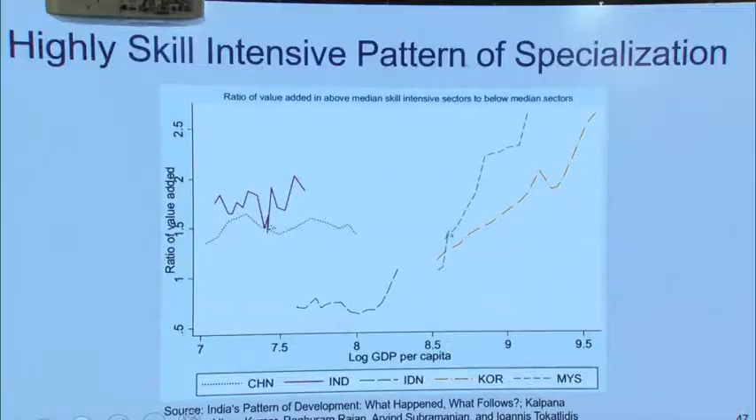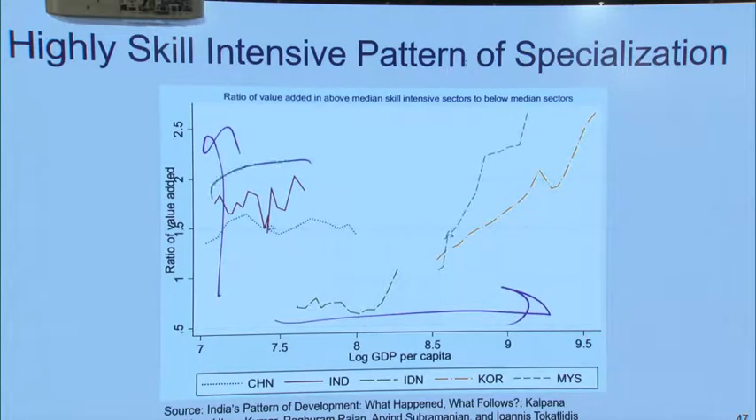I'll just show you one thing. Again, this is a complicated chart. It shows you for a bunch of emerging market countries how much you produce of very skill-intensive relative to less skill-intensive activity. That's what is measured on the y-axis. So as you go up the y-axis, that means you're doing relatively more skill. If you go up this way, you're doing more skill-intensive activity. And this is per capita GDP.